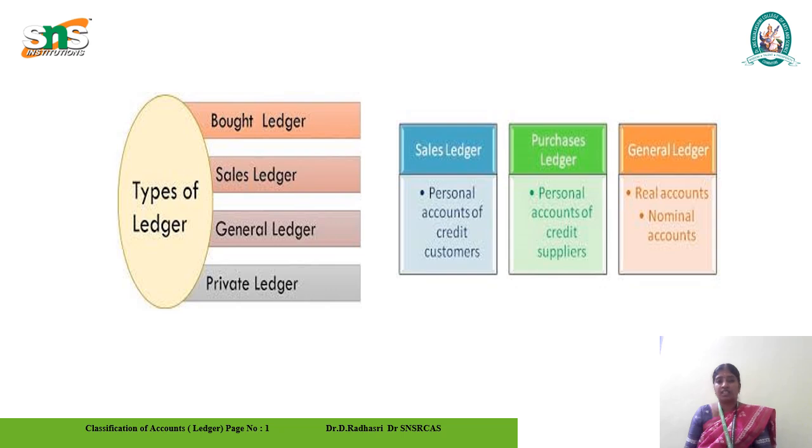The types of ledger are the purchase ledger, sales ledger, general ledger, and the private ledger. These are the types of ledger we handle. First, we want to know about the ledger, and where we can put it. In the ledger, we put entries with the help of the journal. The journal is the important thing.